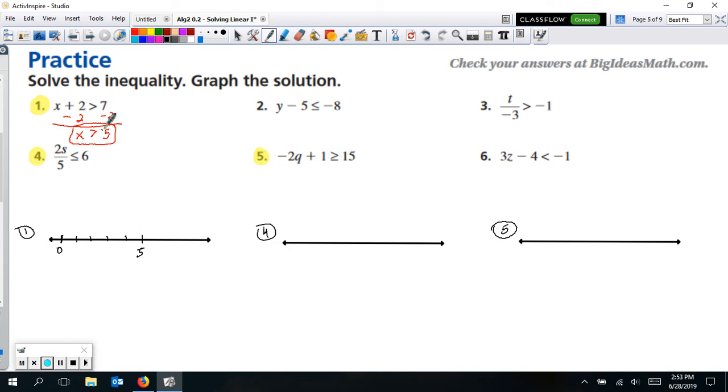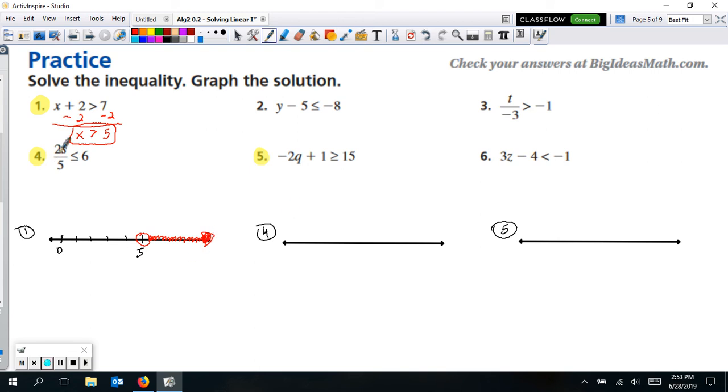Since there is no equal to sign on this one, we're going to put an open hole right here, and it is x is greater. And so we're definitely going to be shading to this side here. So we're going to shade this way to the right, put an arrow on my shading, and there's our graph.